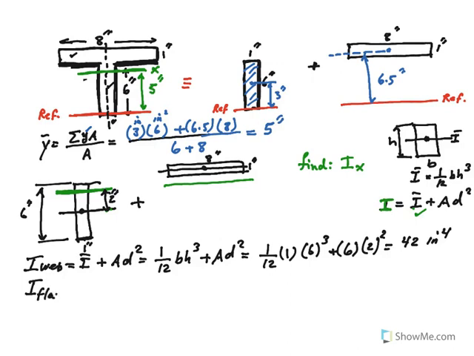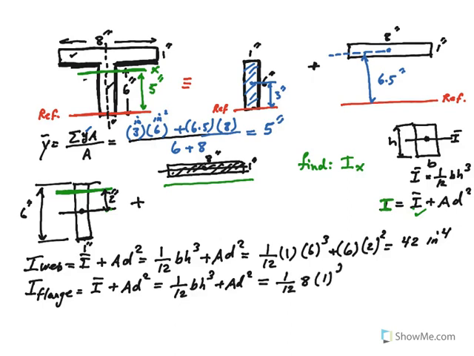What about the flange? Same story, guys. I bar plus A d squared, where I bar is 1/12 b h cubed. b, h, A, and d are all different now, because we're talking about the flange. So 1/12, b now is 8, h is 1, plus the area, 8 inches squared, the area of the flange. And the distance? It happens to be 1.5: 1 inch to here and half of the 1 here. If you do the calculation here, this comes out to be 18.67 inches to the power 4.